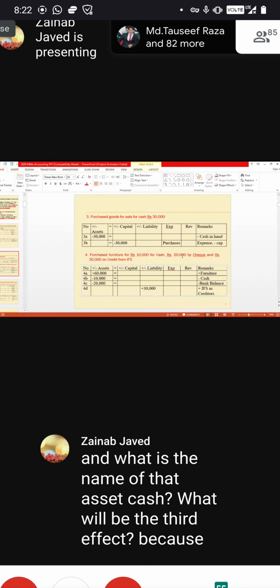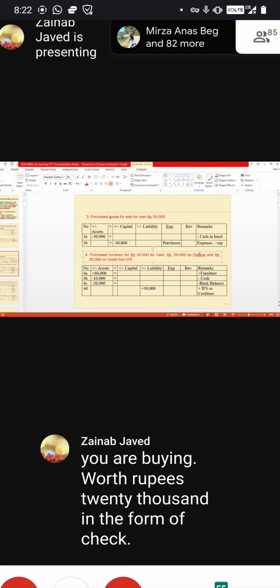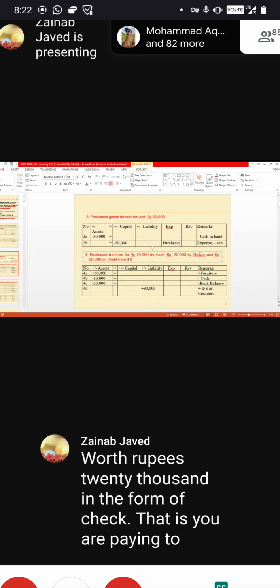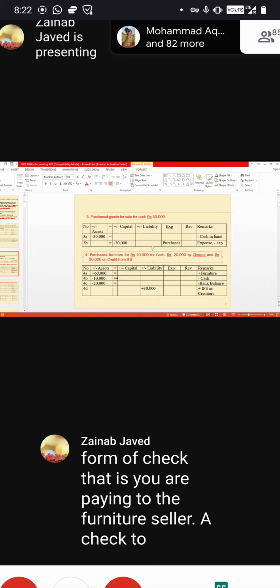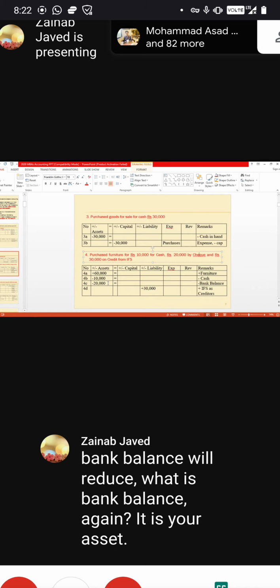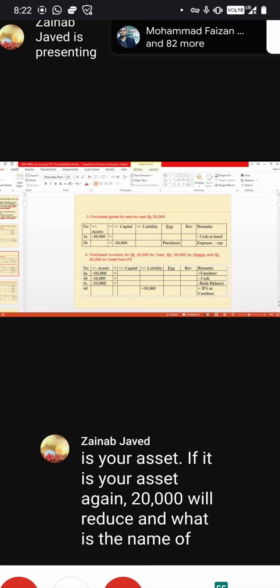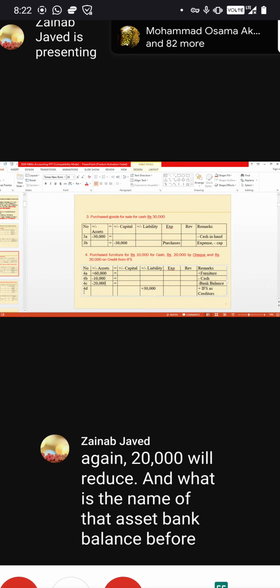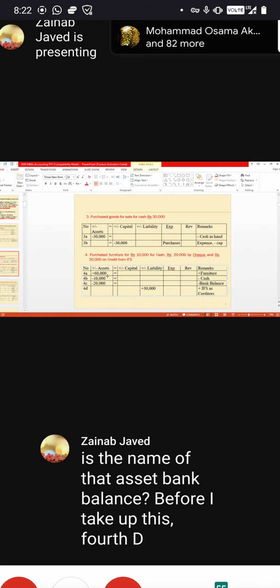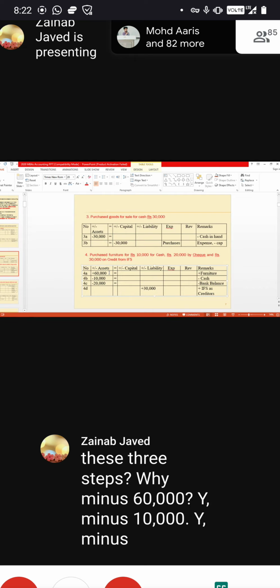Because you are buying worth rupees 20,000 in the form of check, that is, you are paying to the furniture seller a check, your bank balance will reduce. What is bank balance? Again, it is your asset. If it is your asset, so again 20,000 will reduce. And what is the name of that asset? Bank balance. Before I take up this fourth one, are these three steps clear to you, or has any one of you got any doubt in these three steps? Plus 60,000, minus 10,000, minus 20,000 on asset side.